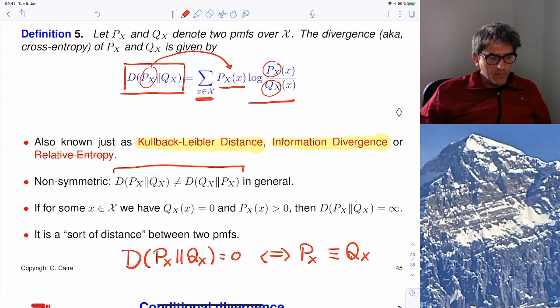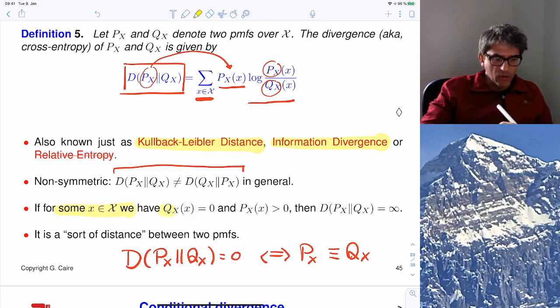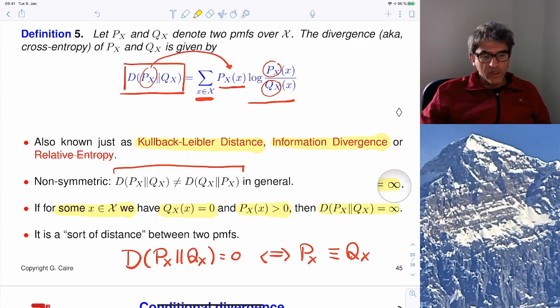And finally, it's important to notice that if for some x in the alphabet, the denominator Q is 0 and the numerator P is non-zero, then the divergence is infinite. So in other words, if P puts positive probability on some letters of the alphabet for which Q is 0, meaning that under the probability distribution Q these letters cannot appear because their probability of appearance is 0, then the divergence is infinite. That's the case where the two distributions are fundamentally different, let's say. Okay?